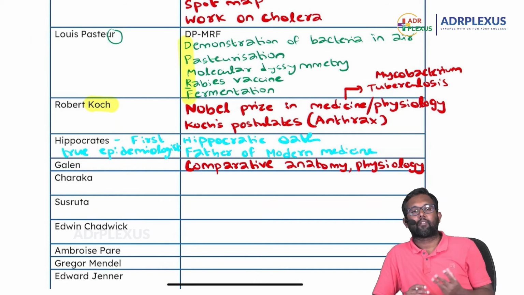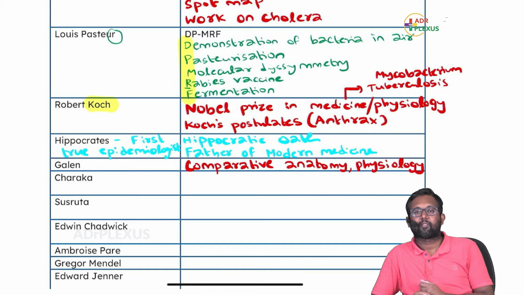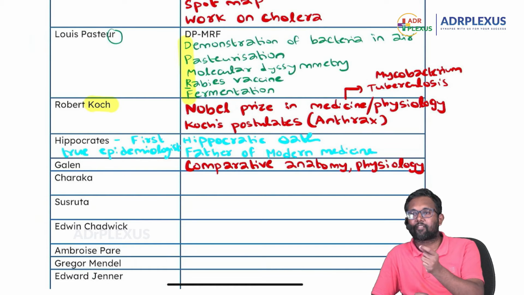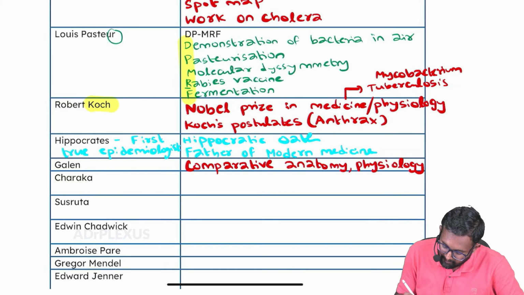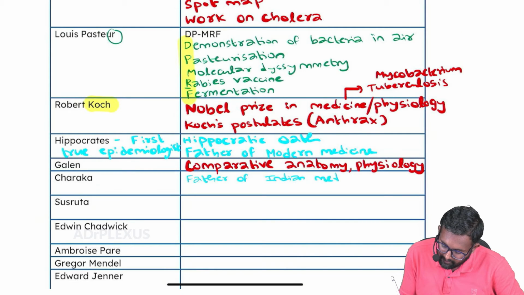Okay, Charaka. What is Charaka famous for? Come on, guys, you know Charaka. Yes, very good. Charaka, father of Indian medicine. So what is the book written by him? Samhita is the acting book. Here it is called Samhita. Charaka Samhita.